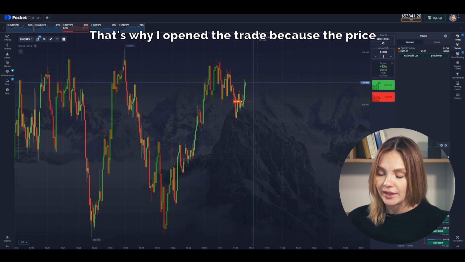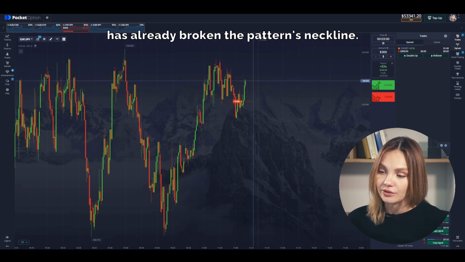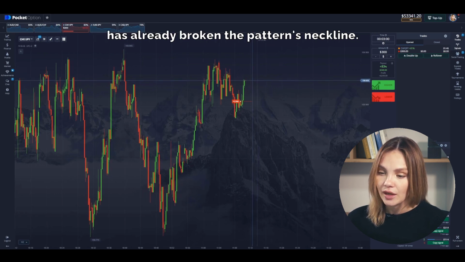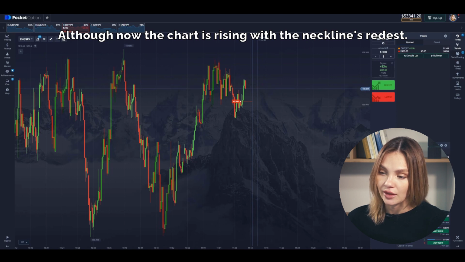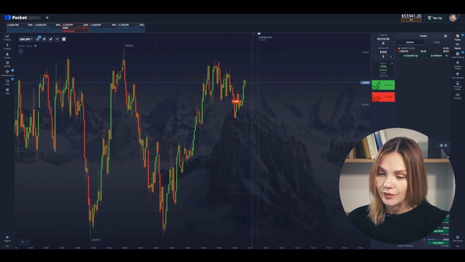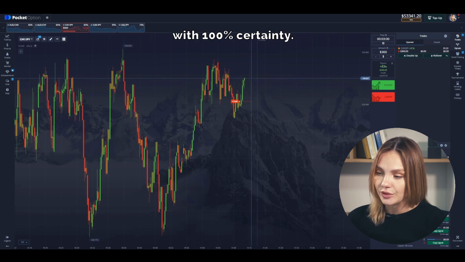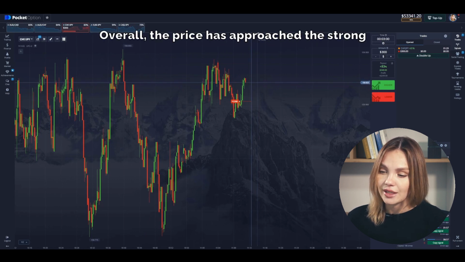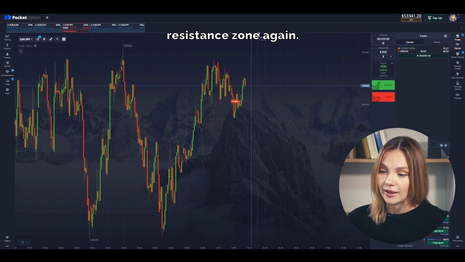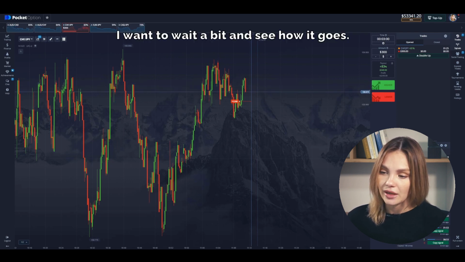That's 2. That's why I opened the trade, because the price has already broken the pattern's neckline. Although now the chart is rising with the neckline's retest. It happens sometimes because patterns cannot work with 100% certainty. Overall, the price has approached the strong resistance zone again. I want to wait a bit and see how it goes.